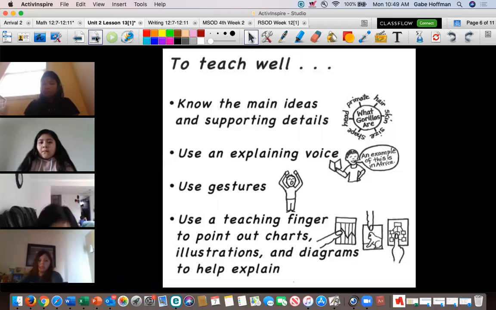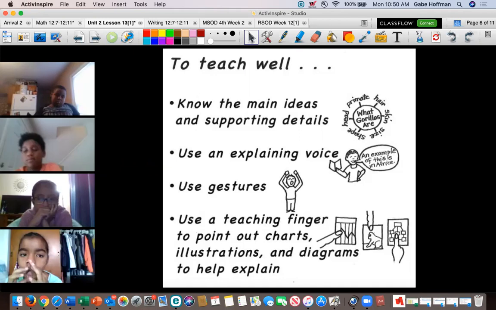So to teach well, there's 4 things you need to do. The first one is you need to know the main ideas and supporting details of your topic and your subtopics. So you need to think about, my subtopic is what causes blizzards. That's the main idea. What do people need to know about it? What are the details I've written down that people need to know? Can someone read the next one? I just read the first one. Clay, can you read the next one about your voice?